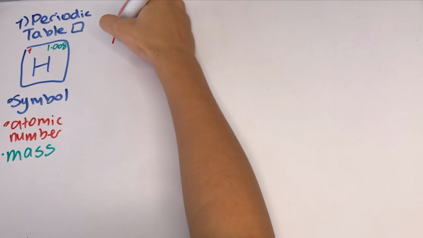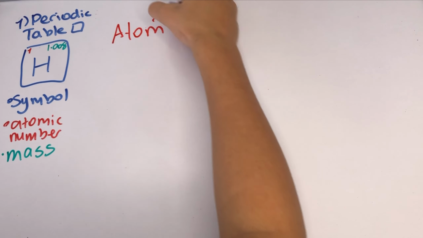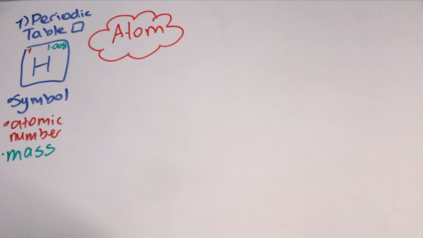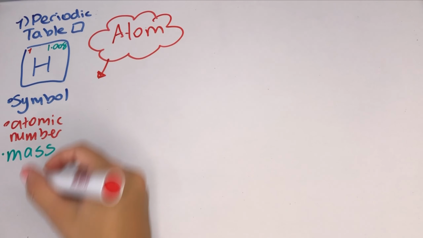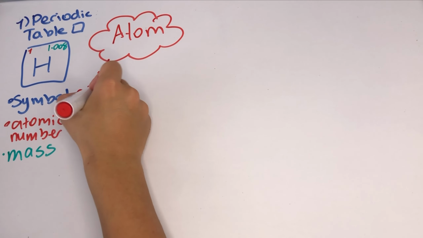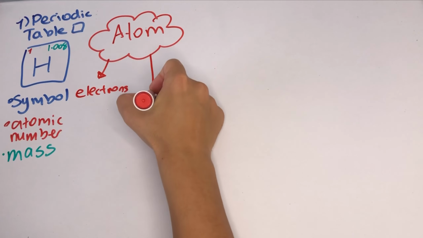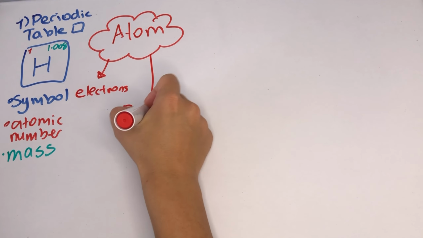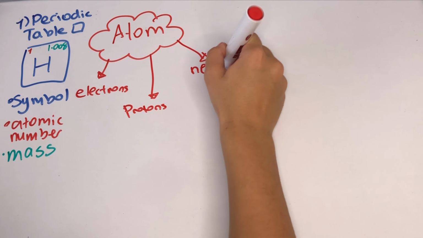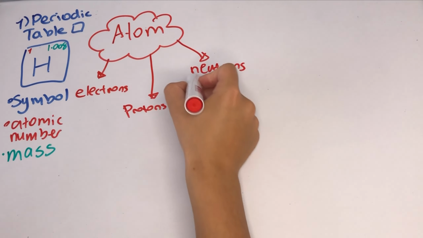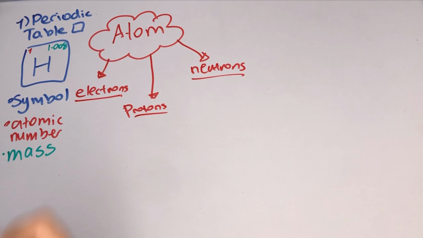To note what an atom is, it's basically the building block of absolutely everything. It is the building block of matter. And within this, it consists of three things: electrons, protons, and neutrons. These three compositions make up an atom.